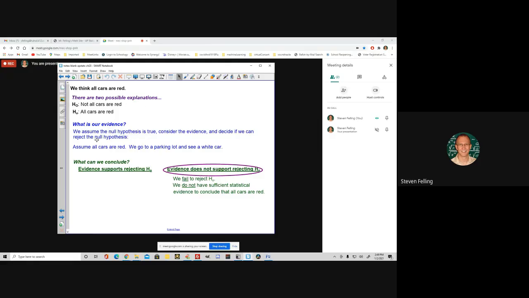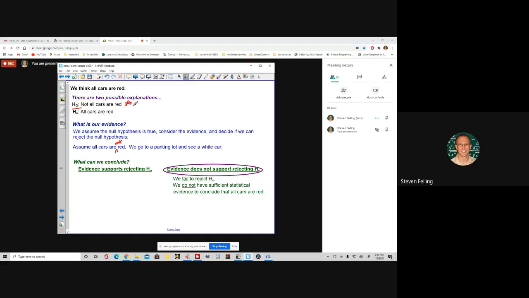So we're going to look at our evidence. We're going to assume that the null hypothesis is true, that not all cars are red. And then we're going to consider the evidence and decide if we can reject that. It looks like I have a typo in the notes here. We assume the null hypothesis is true. And then we go out in the parking lot and we see a white car. So the question is, what can we say about this hypothesis?